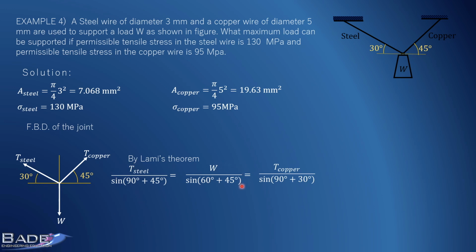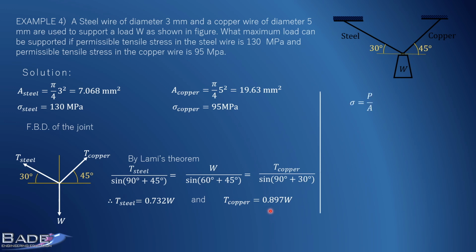Now these are like two equations. So focus on this first equation. You will get T steel in terms of W. So tension in steel wire is 0.732 W. Now use this second equation here and get T copper in terms of W. So T copper in terms of W is 0.897 W. Okay. So we have found out under this load W how much will be the tension in steel wire, and that will be 0.732 W. And how much is tension in this copper wire, and that is 0.879 W.